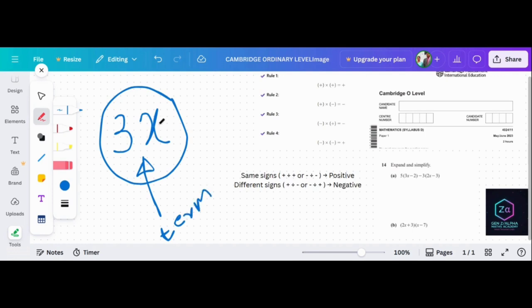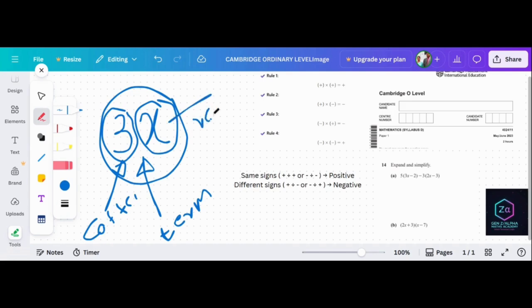Also, the digit or number in front of such an x or alpha or gamma, we call this the coefficient, right? And that x, the letter itself, we call a variable. We can take x, y, alpha, gamma, beta, anything as a variable.